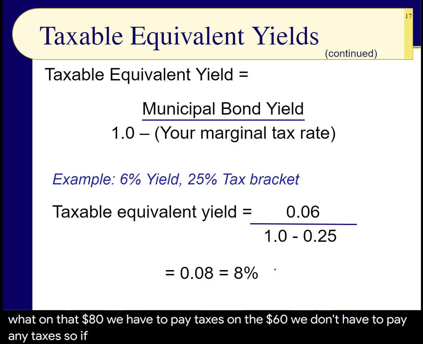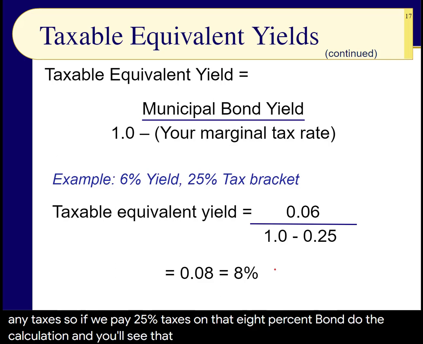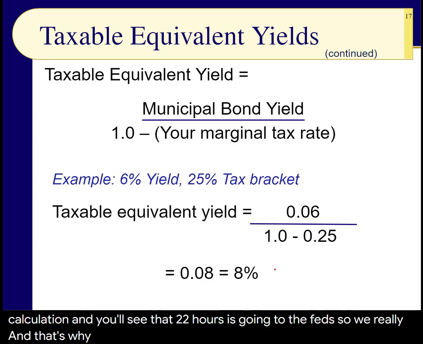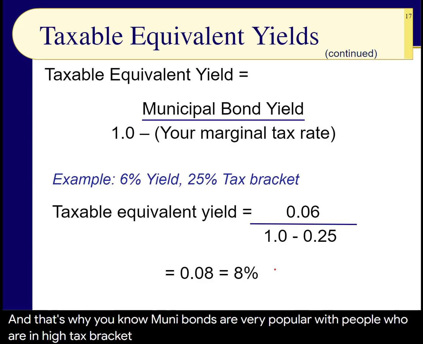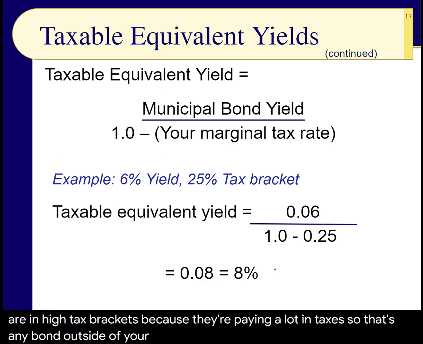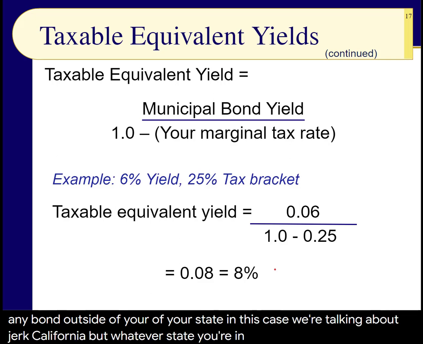So if we pay 25% taxes on that 8% bond, do the calculation and you'll see that $20 is going to the feds. So we're really only getting $60 after taxes. And that's why muni bonds are very popular with people who are in high tax brackets, because they're paying a lot in taxes. So that's any bond outside of your state. In this case, we're talking about California, but whatever state you're in, that would be any bond outside your state.